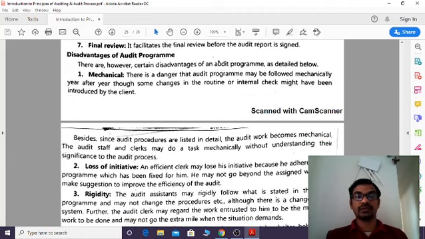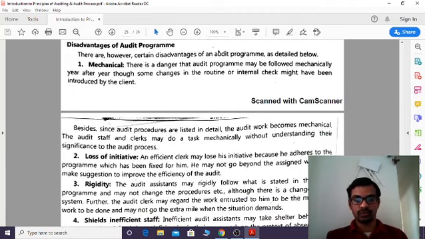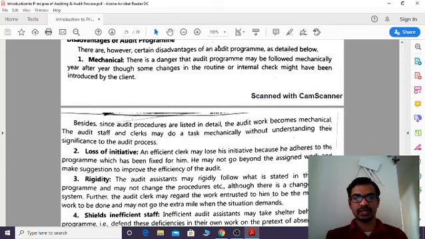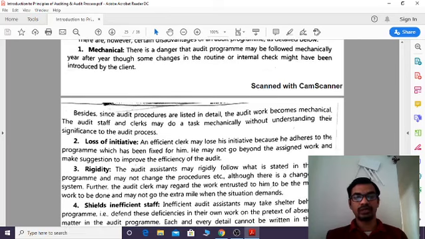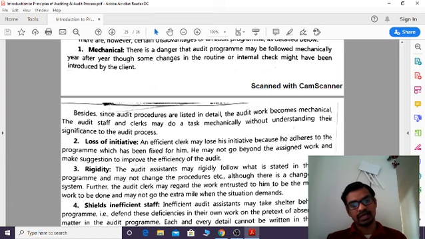On the other hand, there are several disadvantages also. What are those? There are, however, certain disadvantages of an audit program. Number one is that it is mechanical. There is a danger that the audit program may be followed mechanically year after year, though some changes in the routine or internal check might have been introduced by the client. Already I told you it is a certain kind of timetable. So what happens there? Year after year, the same kind of timetable is followed by the auditor. So it becomes mechanical. Many a time, change is not possible in this kind of timetable. So it becomes mechanical.